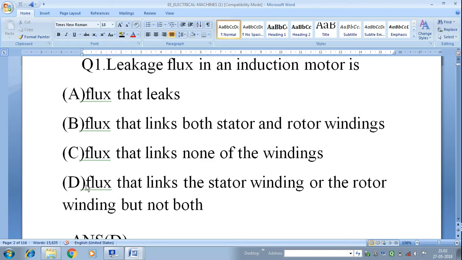Therefore the answer is D. That is the most suitable answer: flux that links with the stator winding or the rotor winding, but not both. So either it is linked with the stator winding or the rotor winding, but at a time, or simultaneously, it is not linked with both the windings. Therefore the loss occurs, and therefore it is called leakage flux. So answer D is the correct answer.